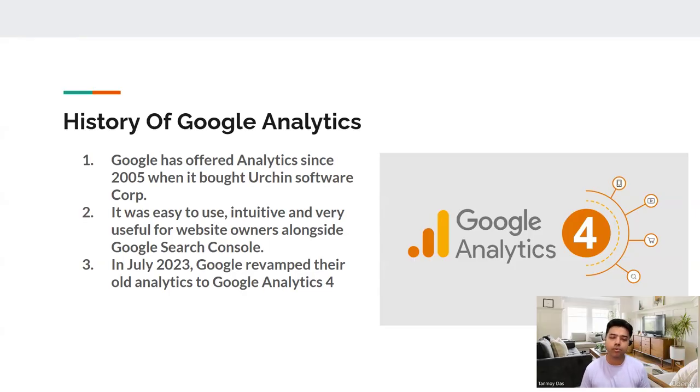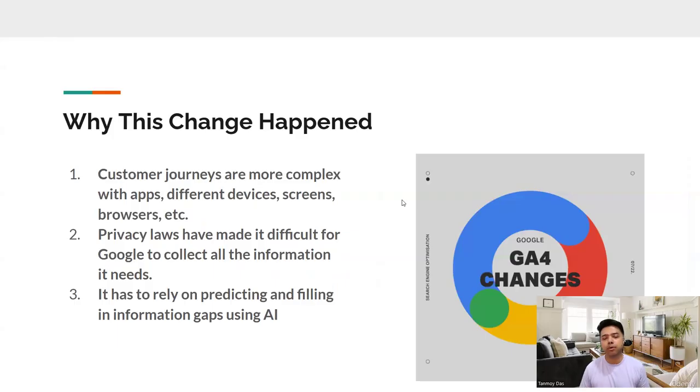But then in July 2023, Google went ahead and revamped the tool and they brought in Google Analytics 4. So this was brought in for specific reasons. There are certain changes happening in the digital ecosystem right now. The customer's journey has become too complex because of the multiple devices through which this happens. There are different devices, apps, screens, browsers which users are using, and because of which the previous tool, Universal Analytics, could not capture all that and give us the right information. And that is why GA4 was brought in.